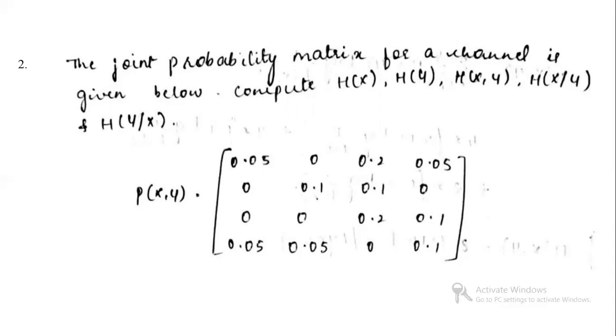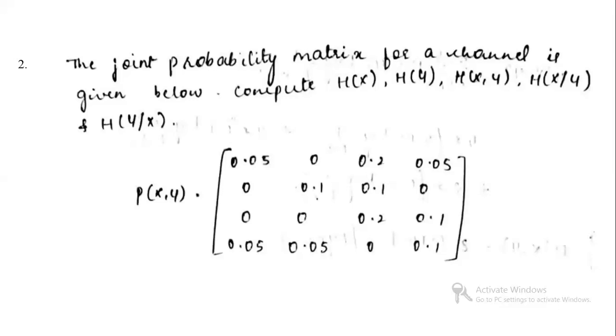How to calculate that? The input probabilities are the sum of the values in the rows. So the first row is x1, the second row is x2, the third row is x3, and the fourth row is x4. Similarly, for the output, the first column is y1, the second column is y2, the third column is y3, and the fourth column is y4.